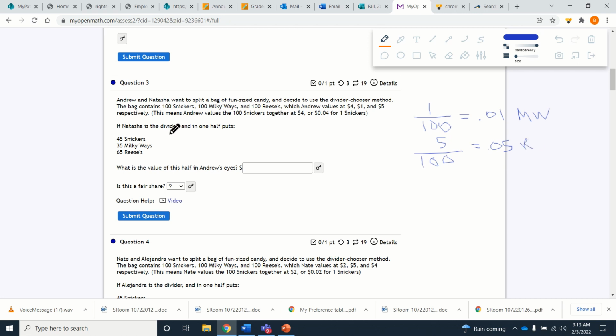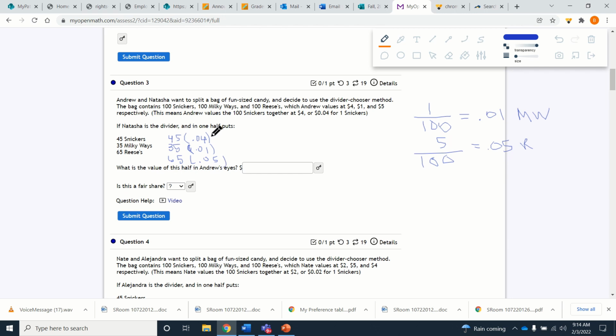All right, so that means the 45 Snickers are valued at 4 cents each for him. So we're going to multiply 45 times 4 cents to see how much that's worth to him. And the 35 Milky Ways will be valued at 1 cent each. And I'm sorry, I know that looks like a 6, but it's actually the parenthesis. And then the 65 Reese's will be valued at 5 cents each. So let's multiply those out and let's see how much this all adds up to.